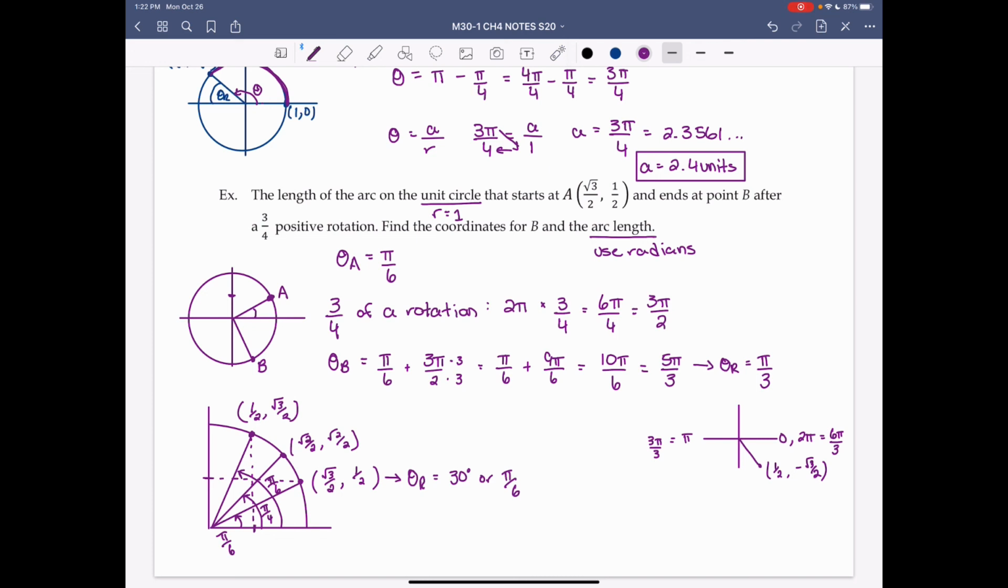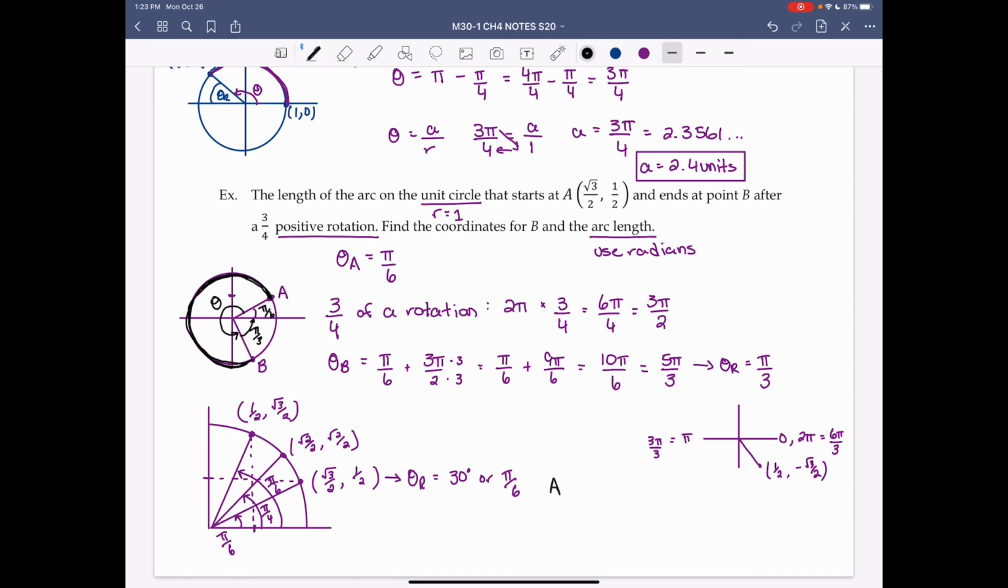And then we want to know the arc length between A and B after a positive rotation. So positive rotation, we are going this direction to get from A to B, and we're trying to determine the arc length. So first of all, we need to figure out the angle between them. So theta. What is theta? The angle between A and B. We know that theta A is pi over 6, and then the reference angle for B is pi over 3.